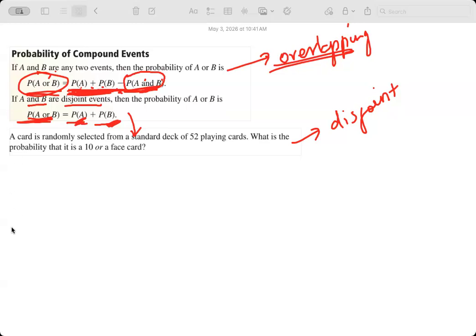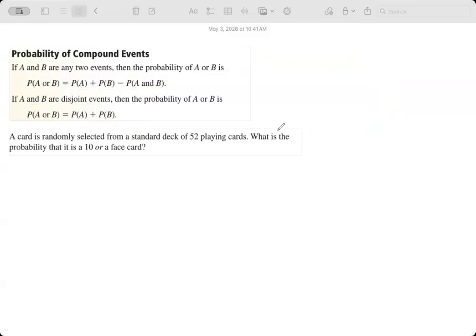Now, coming to this, let's do this one. You're going to find out whether they are overlapping or disjoint, and based on that, you're going to solve it. Come on, guys, quick. You can give it as a simplified fraction.